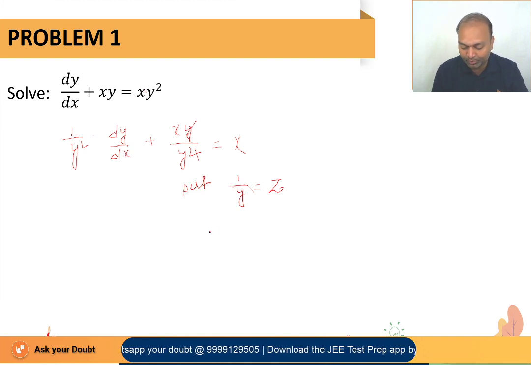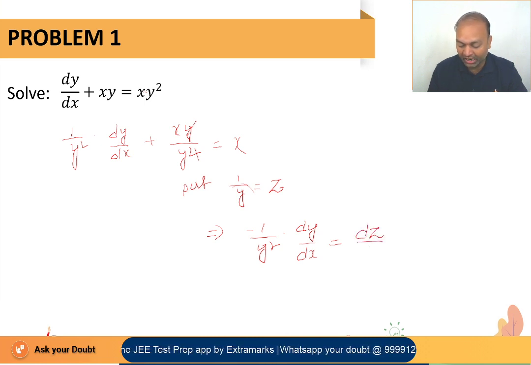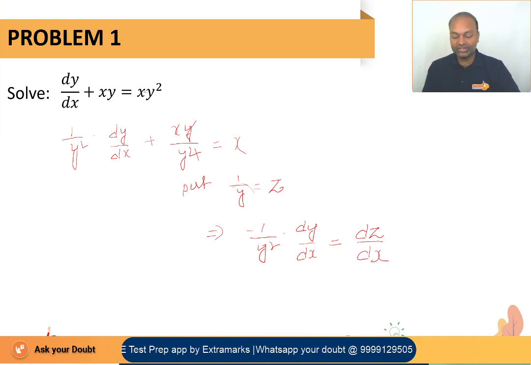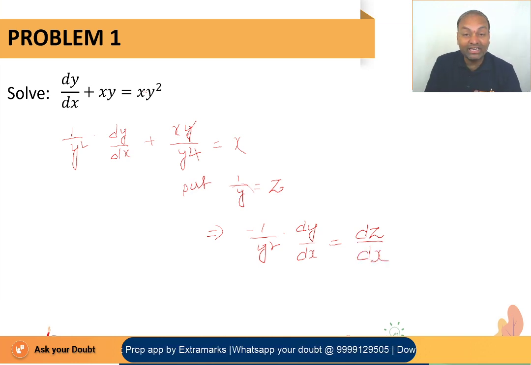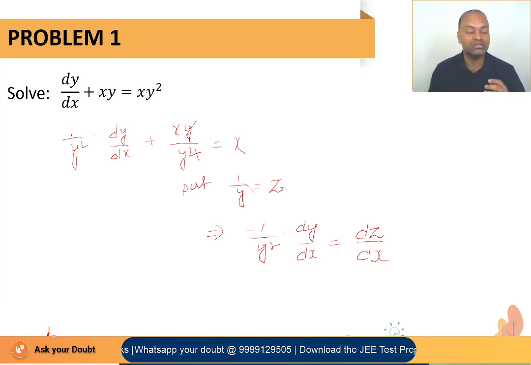So minus 1 by y square into the derivative of y. What is the derivative of y? dy by dx is equal to the derivative of z, that is dz by dx. Right? Now put these two values in this equation. Now you observe this one. 1 by y square dy by dx. The answer will be what? Minus dz by dx.